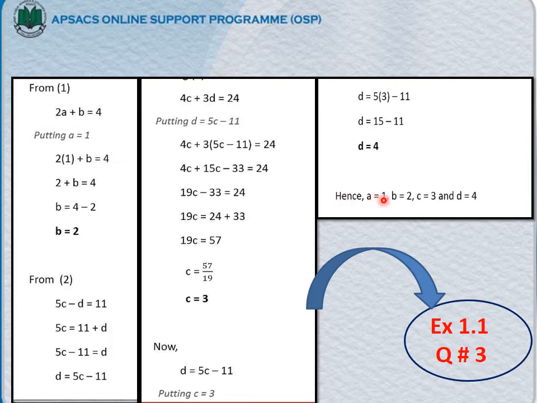A is equals to 1, b is equals to 2, c is equals to 3 and d is equals to 4. By using this method you people will be able to solve exercise 1.1 question number 3, and we will use the property of equal matrices. First of all you will check the order and then we'll check the corresponding entries, equate the equations and find the value of unknown variables.